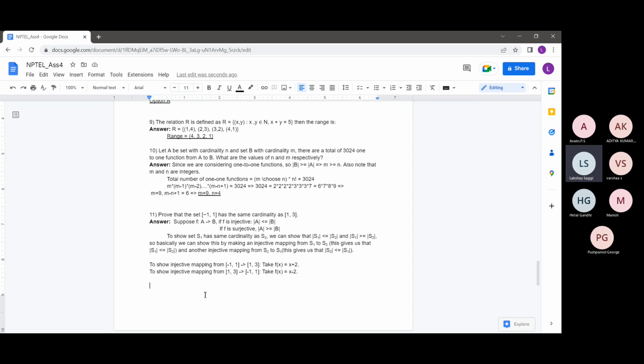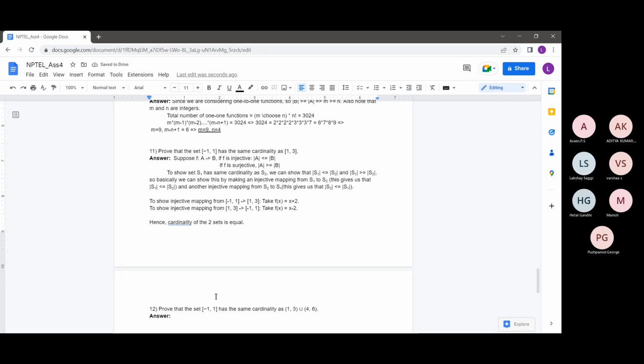So from this, we can say that hence the cardinality of the two sets is equal, right? I hope I'm making sense. And this is the crux of the argument. So I'll just underline this also. Right. So this was the 11th question.